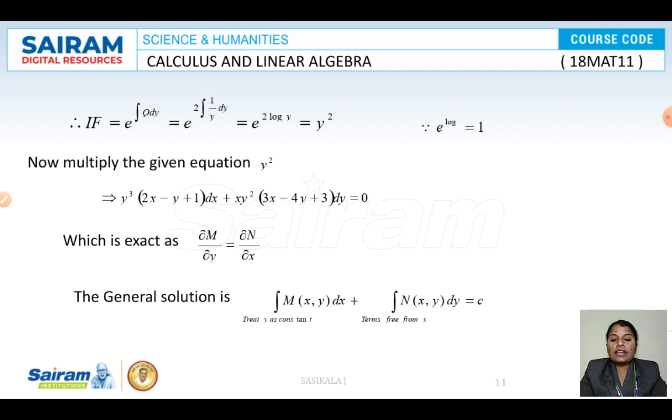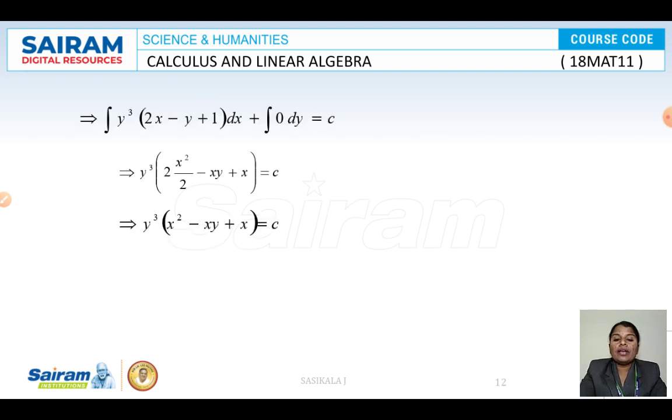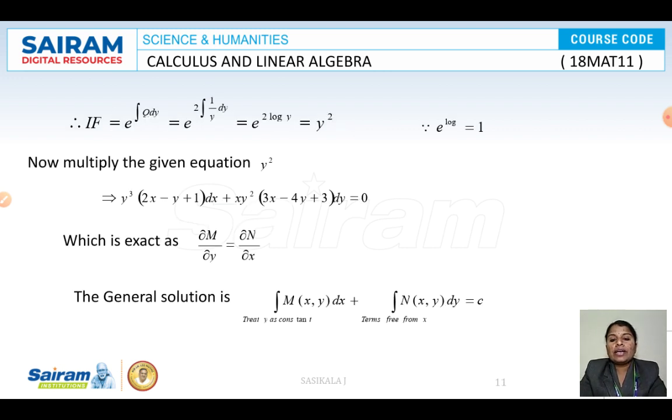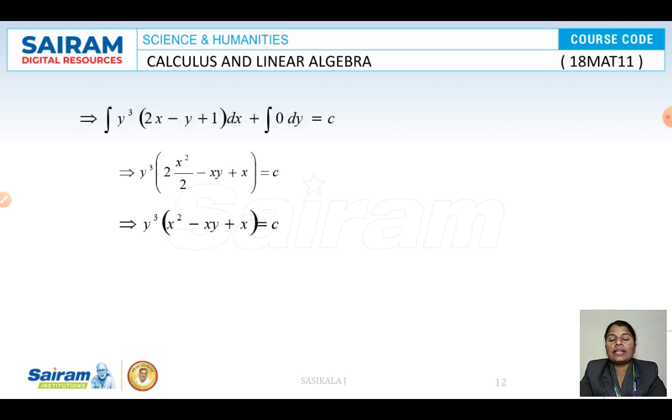So now the general solution: the integration of M with respect to x treating y as a constant, and the integration of N with respect to y for the term free from x. We don't have a term free from x, because all the terms are multiplied by x. So in the integration, the N term will completely go to 0. Only the M term I'll have. So y cube of (2 into x squared by 2 minus xy plus x) is equal to c. So y cube of (x squared, the 2 cancelled, minus xy plus x) is equal to c, which is your required solution.